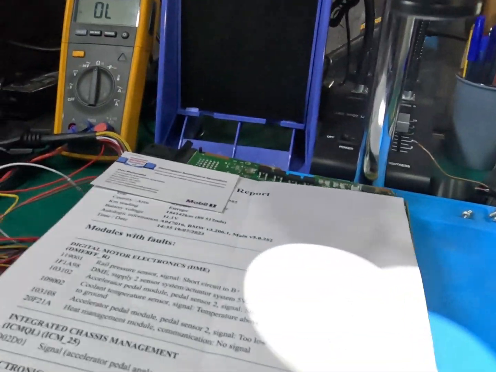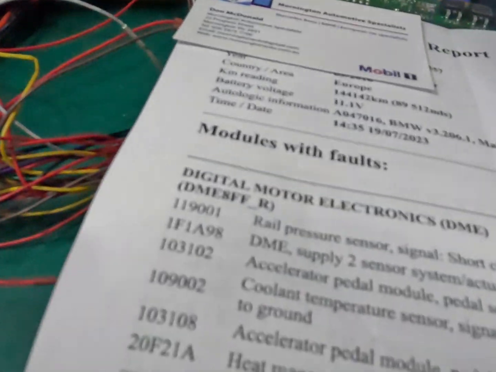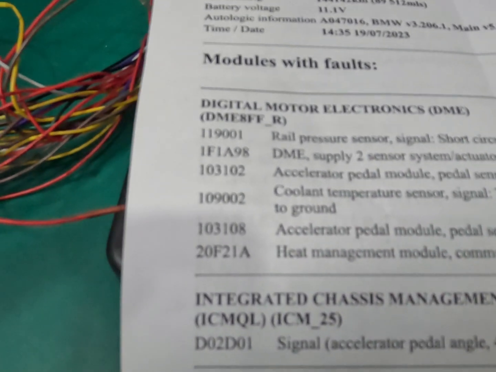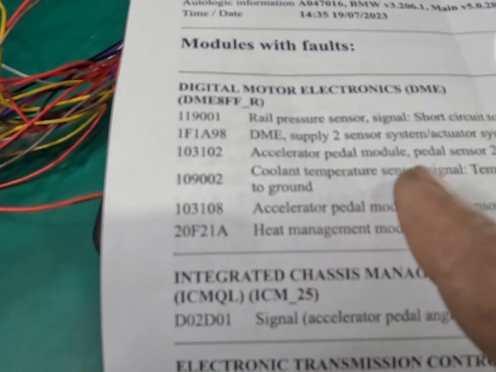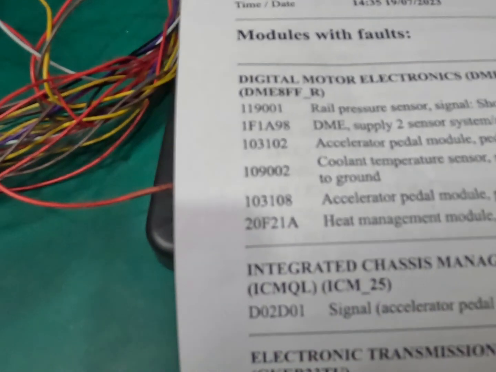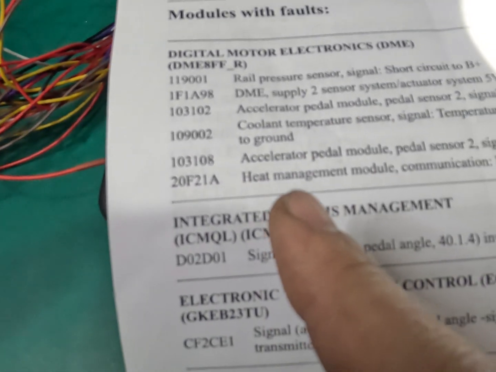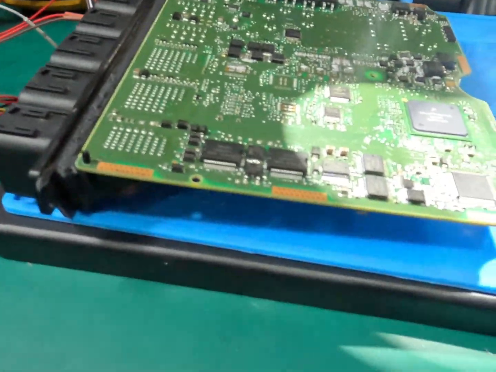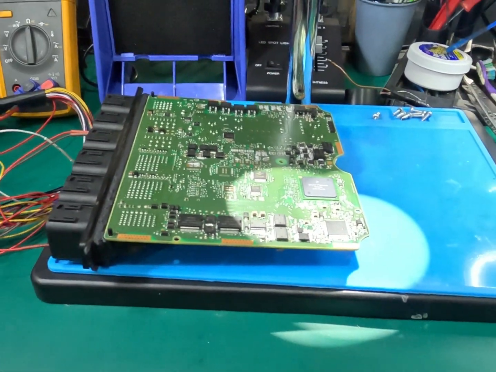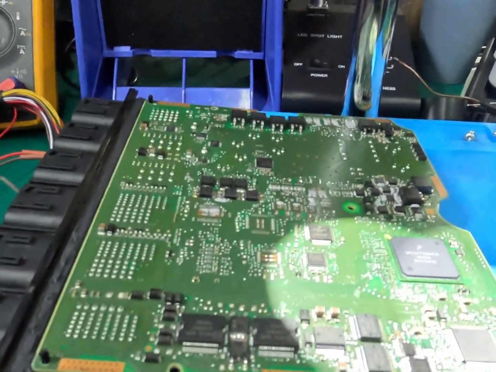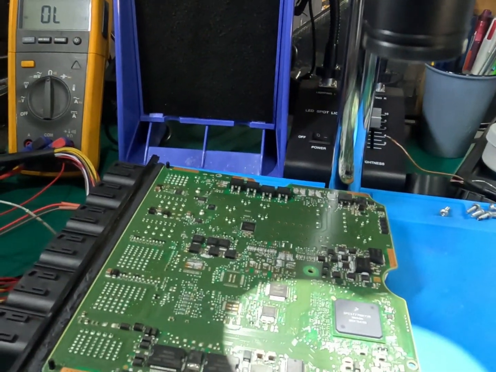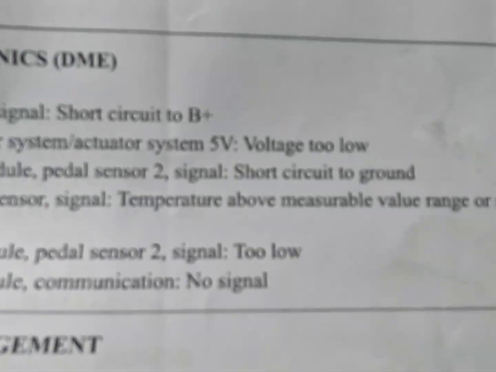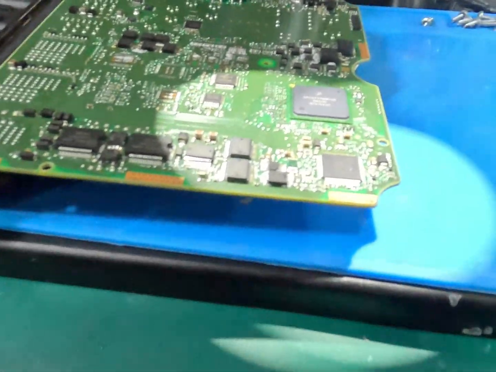We don't know if these issues were pre-existing or not, but we've got rail pressure sensor short circuit to battery positive, DME supply short circuit, 5 volt too low, accelerator pedal module sensor short circuit to ground, coolant temp sensor short to ground, and heat management module comms no signal. So what we're looking at here is a missing 5 volt feed. We do have a code about the 5 volt feed: DME sensor supply voltage 5 volt too low.